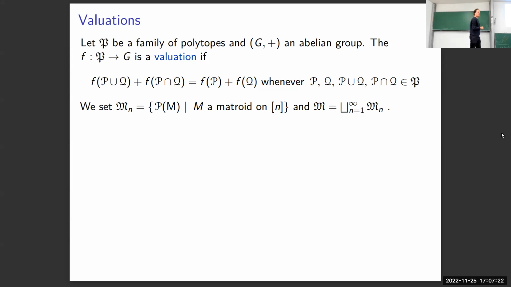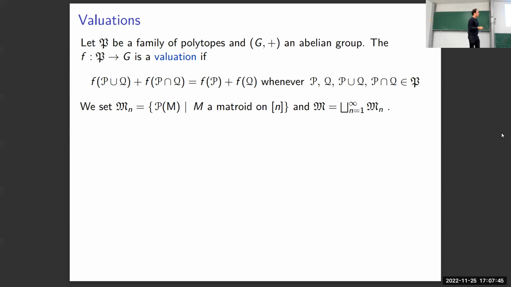That's of course not always guaranteed. And again, I also want that the intersection is a polytope. That's trivial, but if you have a family, that might not happen. So I want that all the pieces which occur here are in the family. If this condition holds for all these four polytopes, then that will be a valuation.